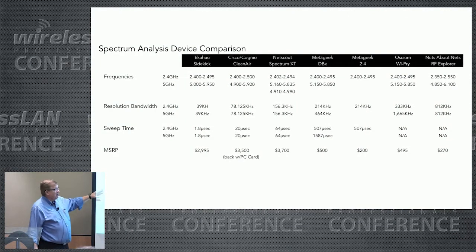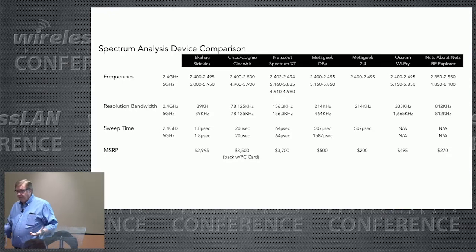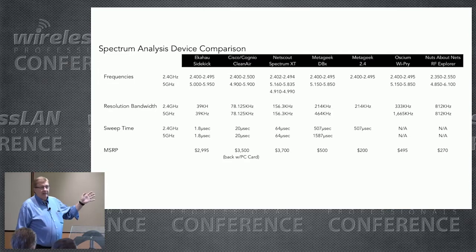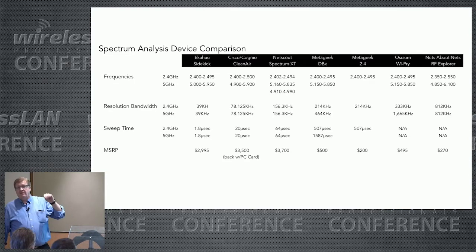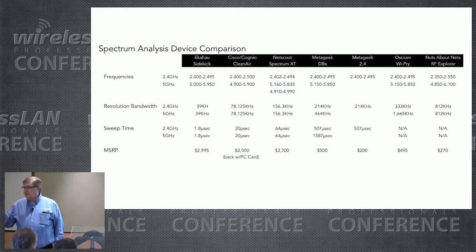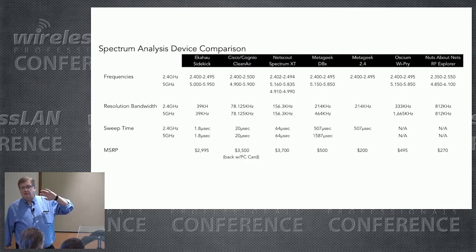The second is sweep time. How fast is it looking at each one of those bins? Now this takes processing power, which also means cost. But the faster we can see things, the more it allows us to visualize things that happen very quickly. Bluetooth's hopping very quickly, and if we're not capturing at the right speed, we'll totally miss Bluetooth. So most of these can't even see Bluetooth even though it exists.